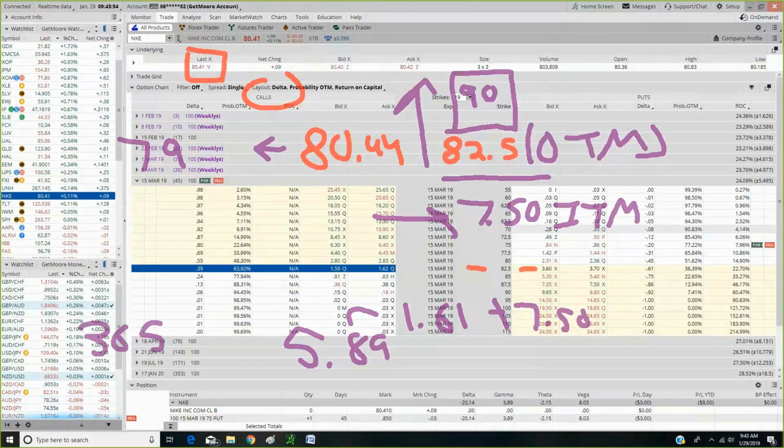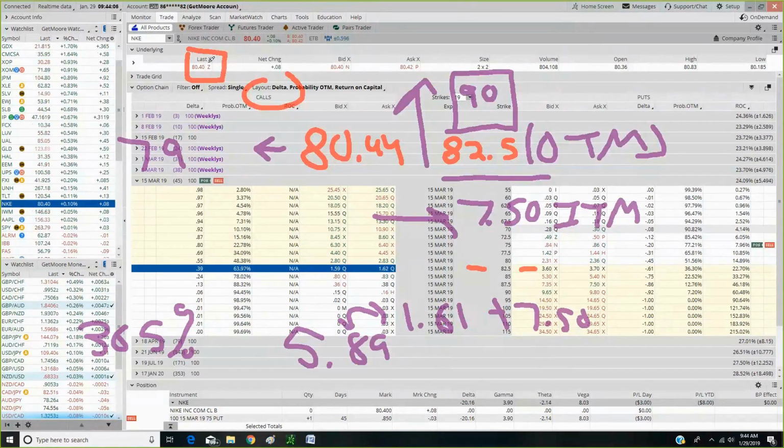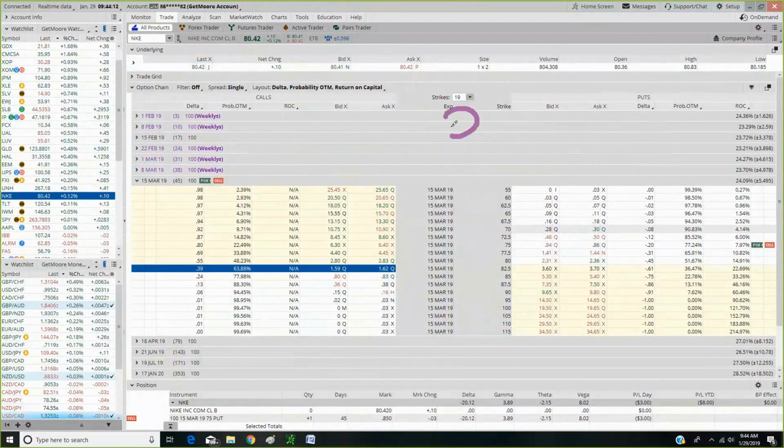365% return. Guys, even in cryptocurrency, that's hard. And this just has to go up to $90. So if I'm forecasting Nike, based on my technical analysis, to go to 90, this is good, right? So that was the 82.5 call.